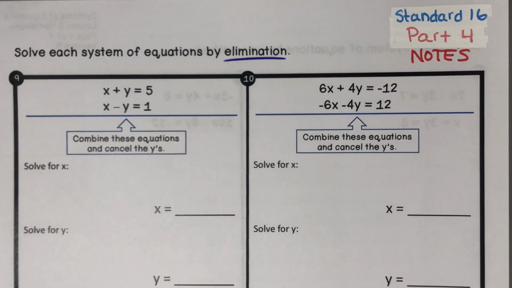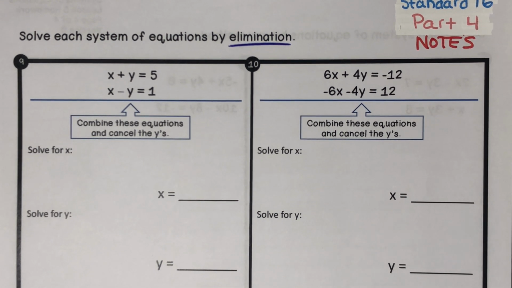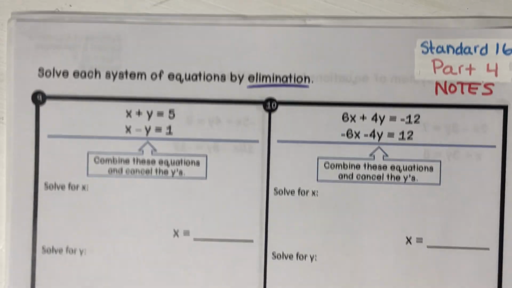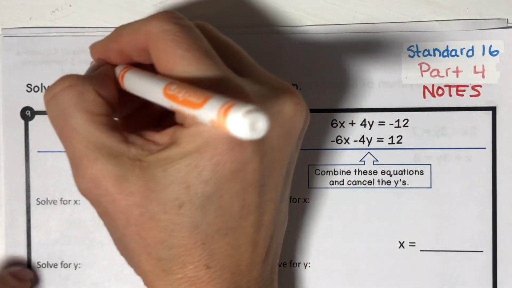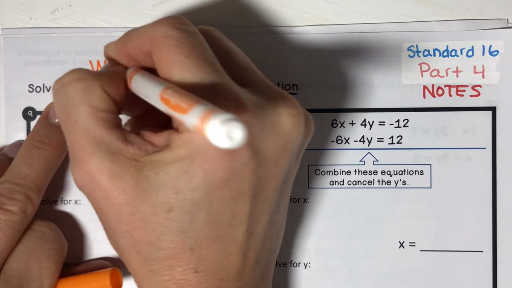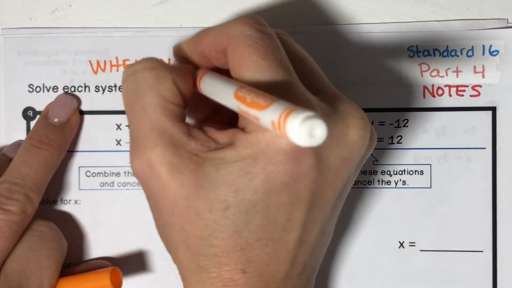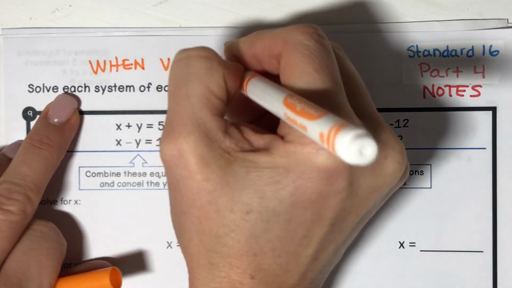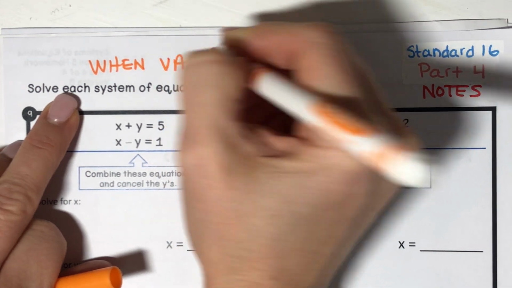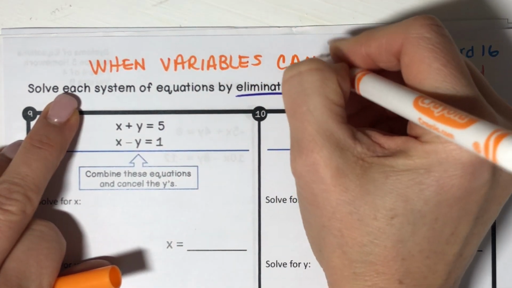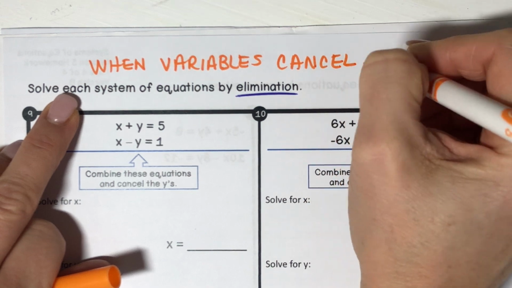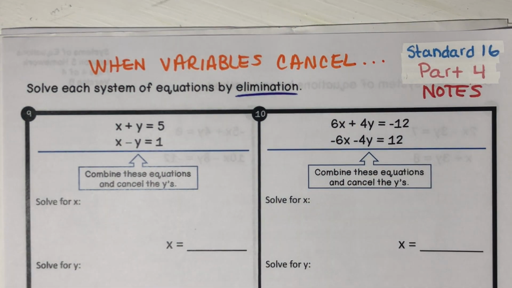So let's go. Keeping in mind, the focus of this standard is special cases. Special cases is when the variables cancel. So I want you to, at the top of your page, write this down. When your variables, meaning your x's and your y's, cancel, that's what I'm looking for.